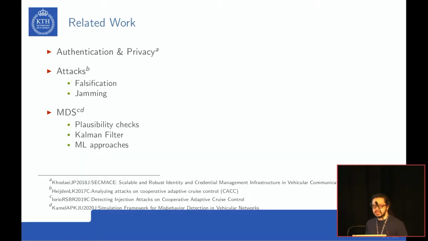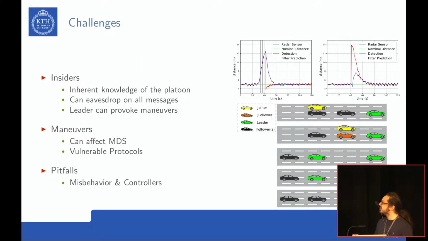Now, so far, in the related work, in the literature, there are papers about how we authenticate these vehicles between each other, and how we achieve privacy in this kind of scenarios, for example, by using pseudonyms and other schemes. And then, of course, there are attacks, like falsification attacks, for example, if you change the position of the vehicle when you send your CAM message to the next vehicle. Or you perform a jamming attack, for example, by a drone flying above the platoon. And similarly, on the other side, we have misbehavior detection schemes, as examples, simple plausibility checks or Kalman filter or other machine learning approaches. Now, the challenge here is twofold.